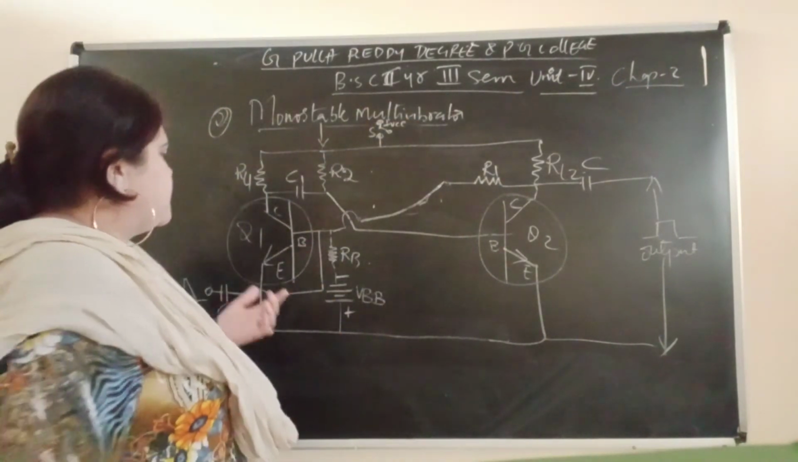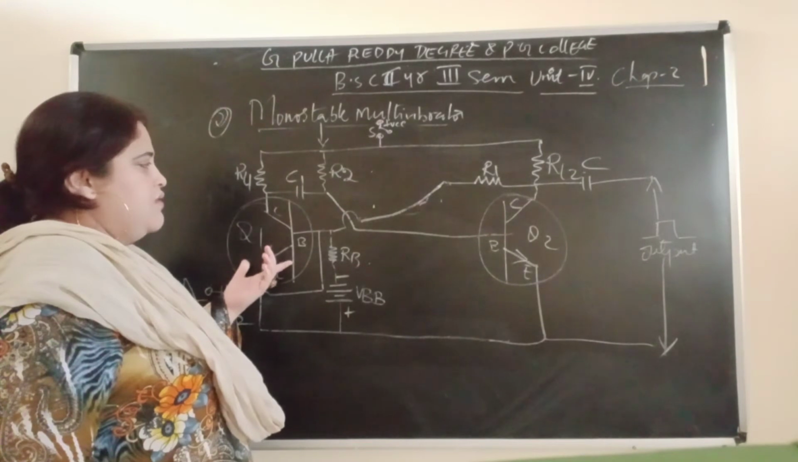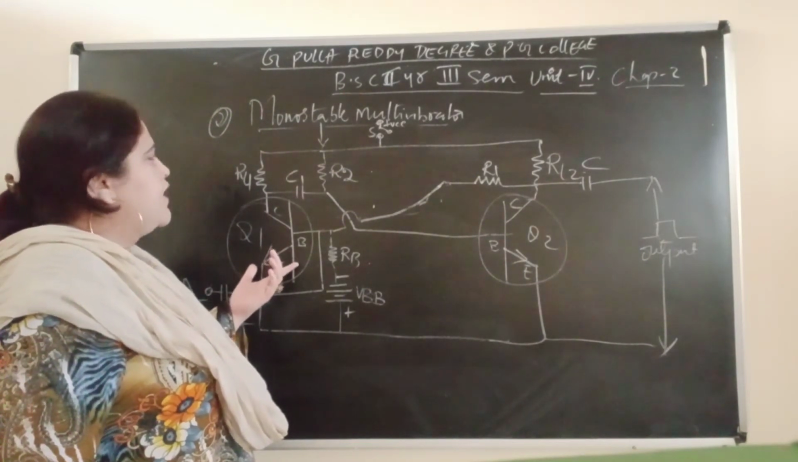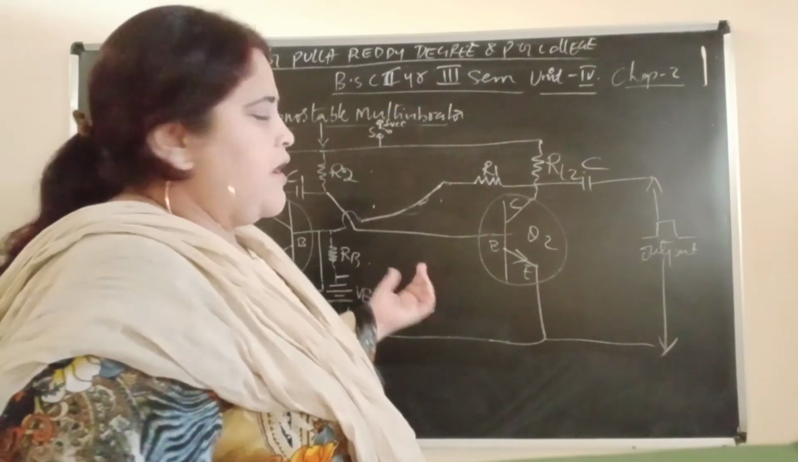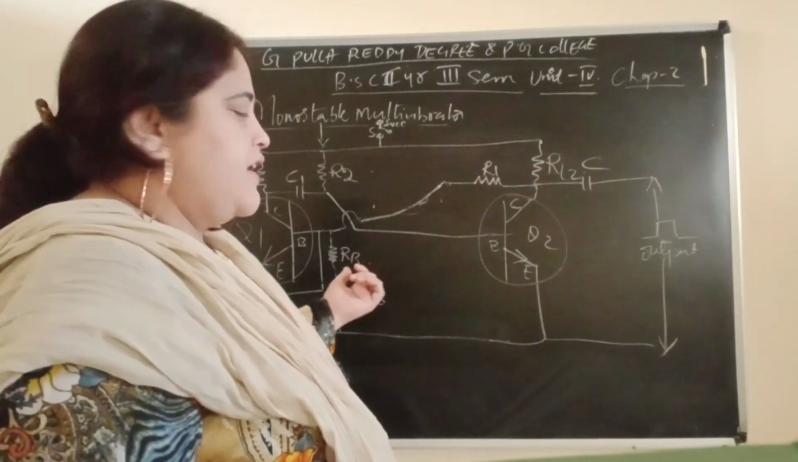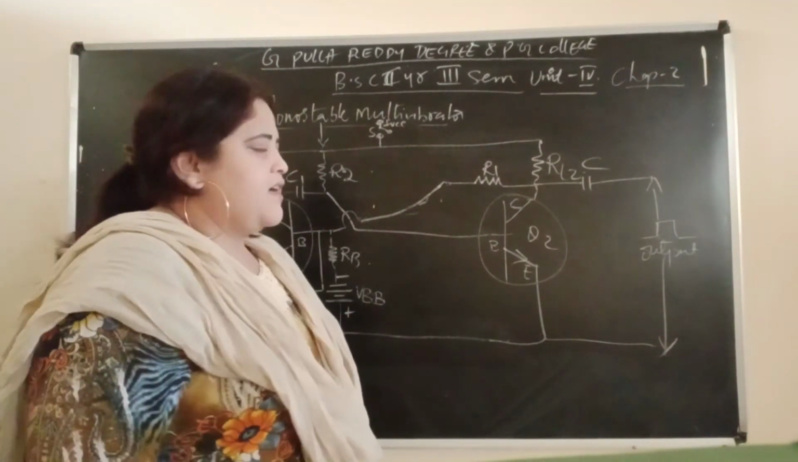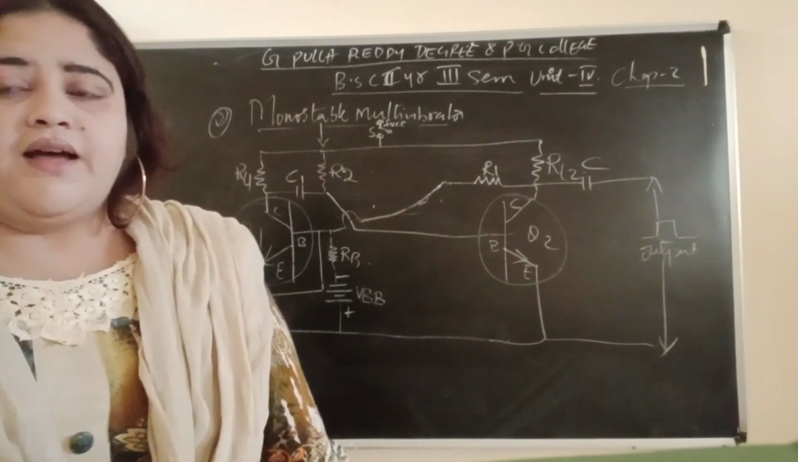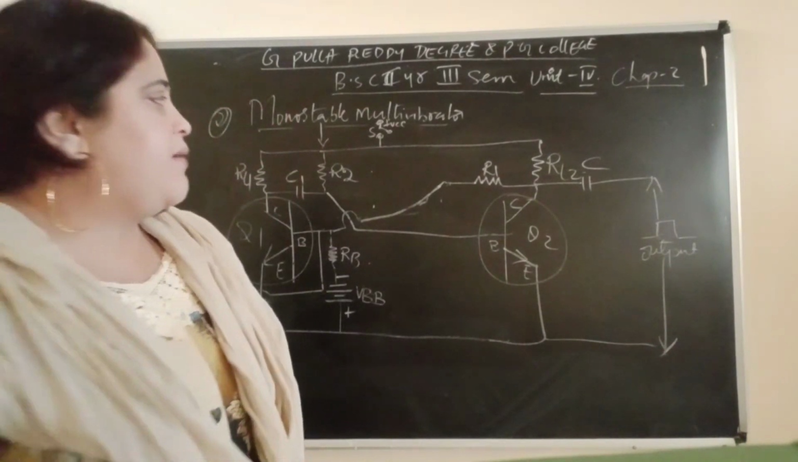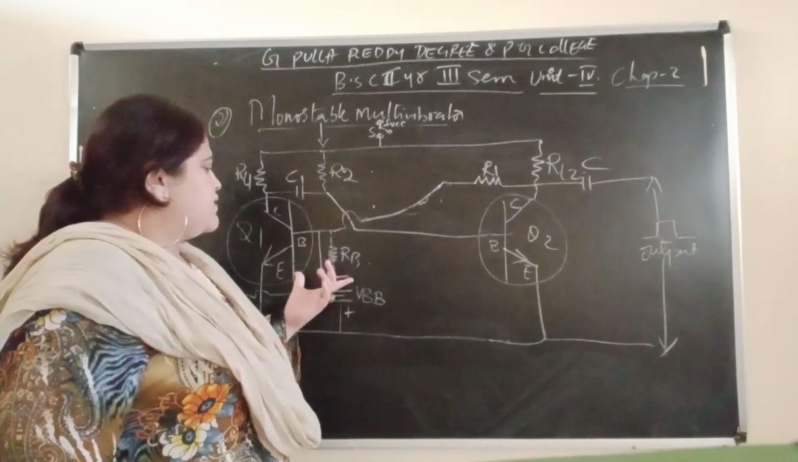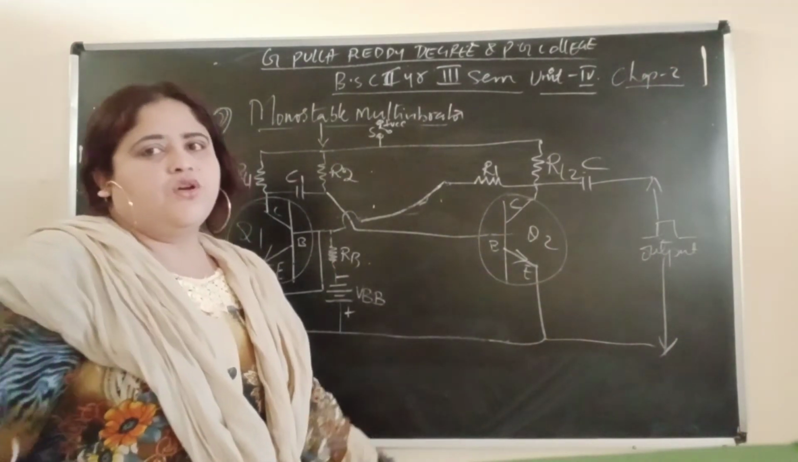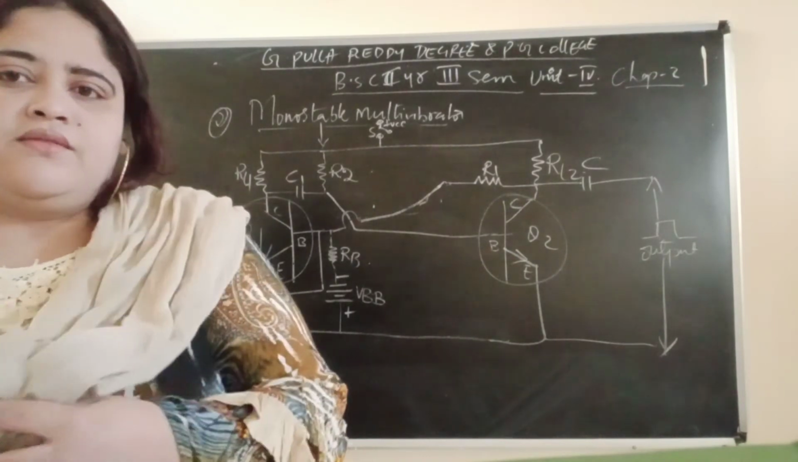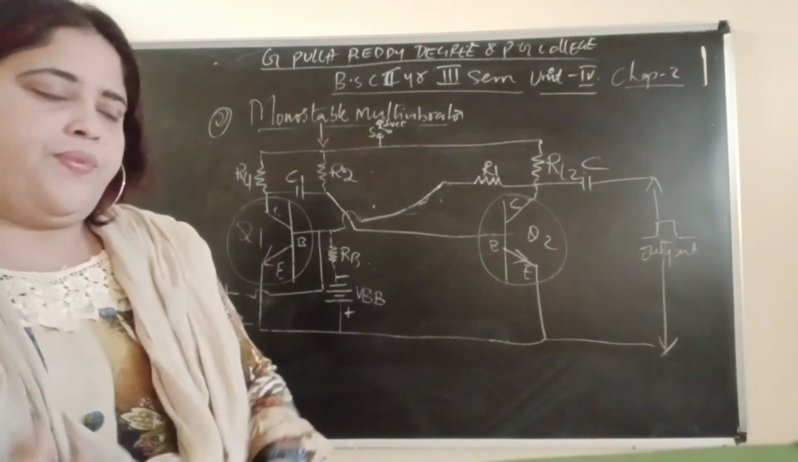Okay, in the circuit description, the figure below shows the circuit diagram of the monostable multivibrator. Then you have to draw the figure. After that, the circuit description: the above circuit consists of two transistors, Q1 and Q2.